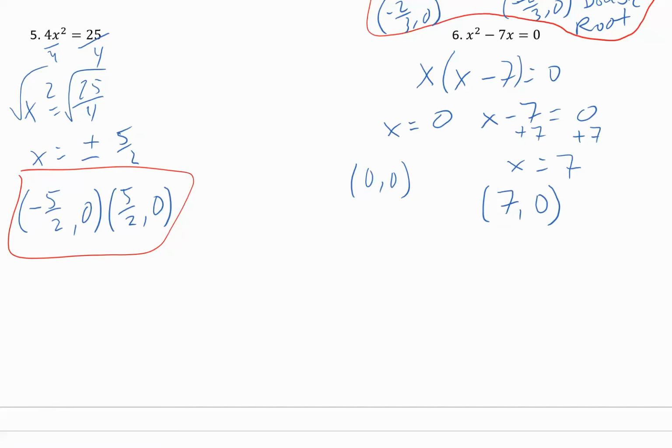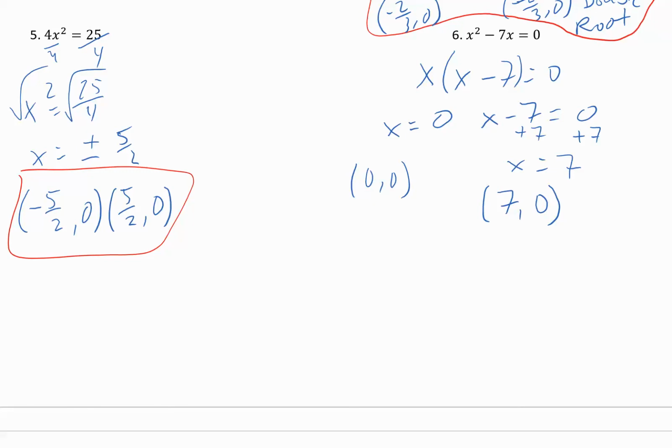Okay, so let's look at how you did at number 5. With number 5 here, we ended up getting a fraction. But when we took the square root, we can take the square root of 25 and 4, so it came out of the radical. Remember, when you take the square root, you get plus or minus. So we got a positive 5/2 and a negative 5/2. So our x-intercepts, or our solutions, were (-5/2, 0) and (5/2, 0).